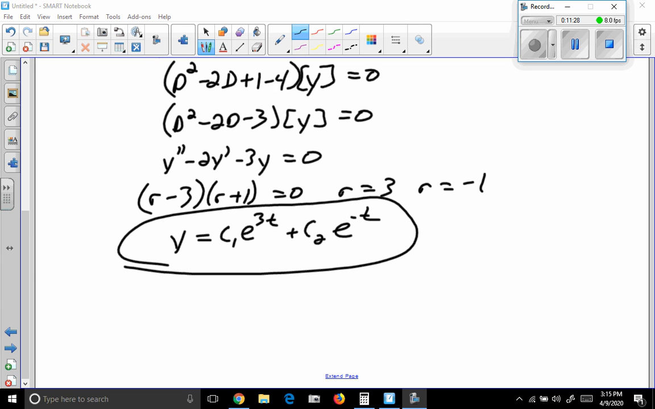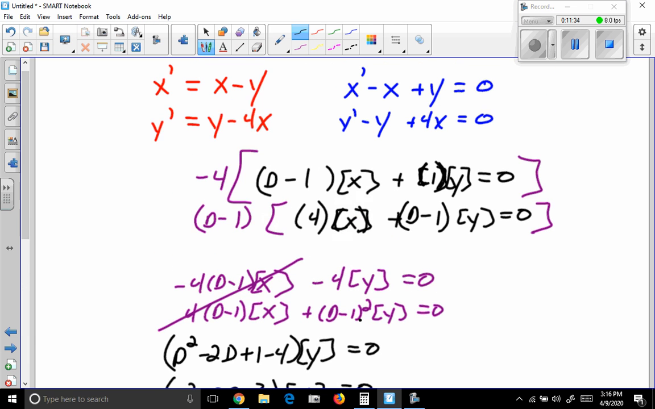Now that we have y, we need to get x. And we can do this several different ways. We could go back to our system of equations at the top, and instead of eliminating x, eliminate y, and that would give us an equation with operators on x, and then we could solve that differential equation.